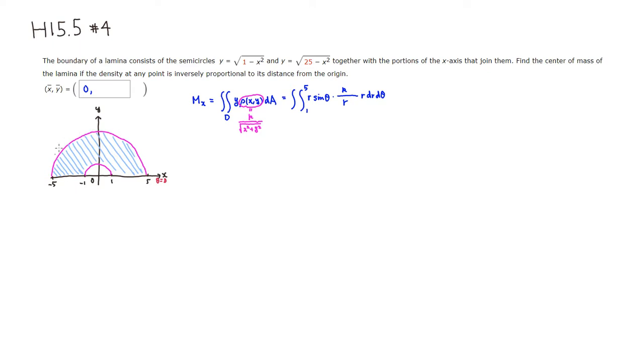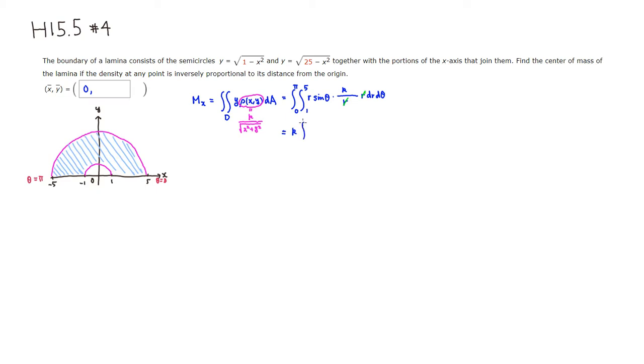Then it goes all the way to the other side, so theta goes from 0 to pi. Then we can cancel r on top and r on the bottom, and we're going to just put k outside. Then you have an integral, and we're going to separate them.